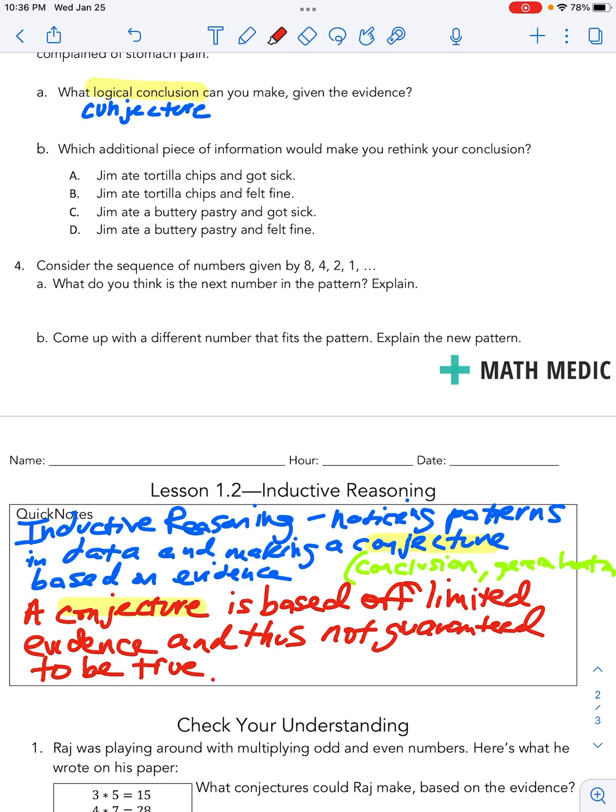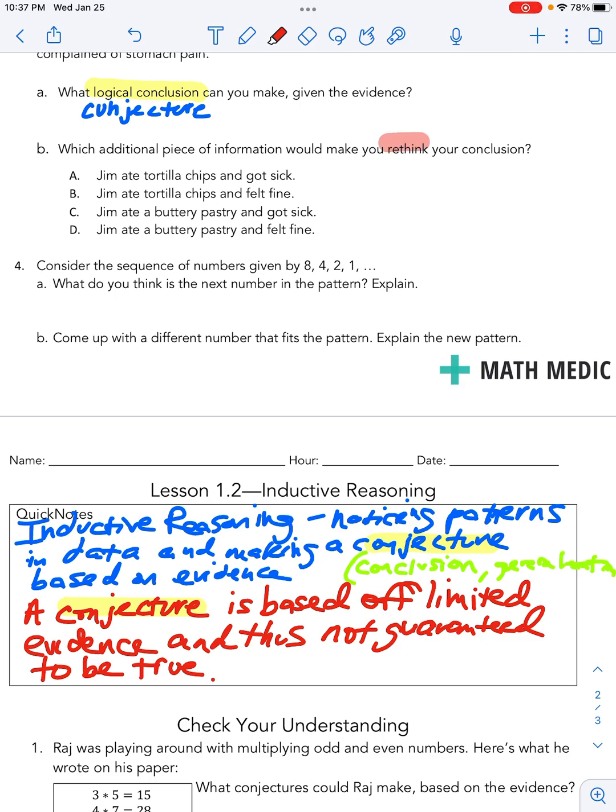Again, that same situation, 3, where we're talking about Jim. He drank a milkshake at a restaurant and got sick. Tuesday, he wasn't feeling well after eating cheese. Yesterday, Jim attended an ice cream social and complained of stomach pain. So for 3B, the question came up, and was a multiple choice situation: which additional piece of information would make you rethink your conclusion?